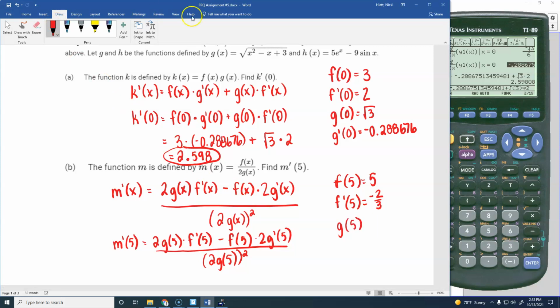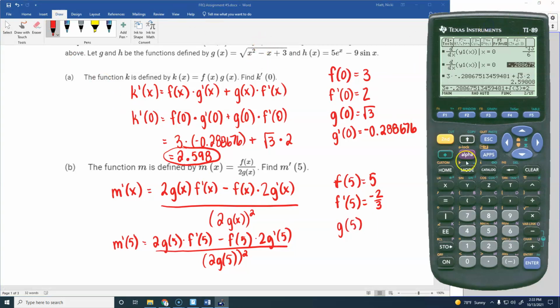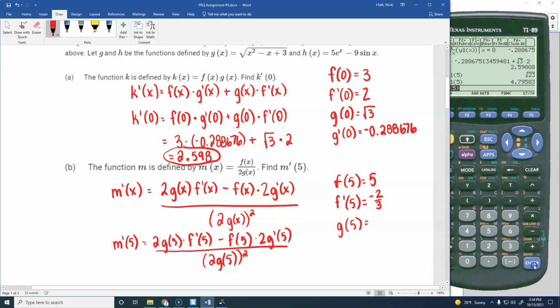So if I want to know g of 5, g was in y1, so I can do y1 of, oh wait, first I got to go down here. And just do y1 of 5, and I get this decimal. Actually, I'm going to show you how to store these. I would store this as a letter.